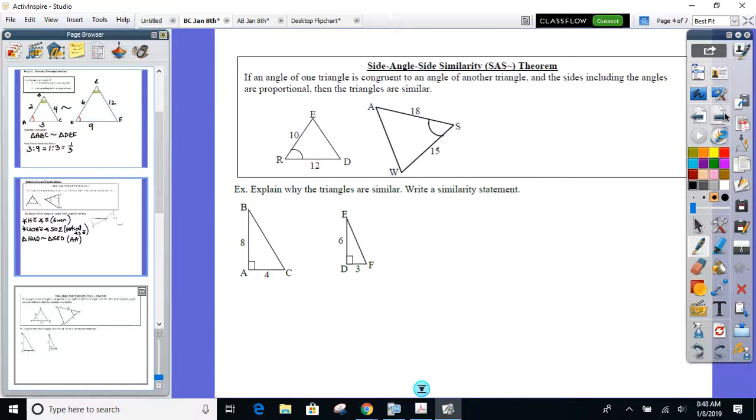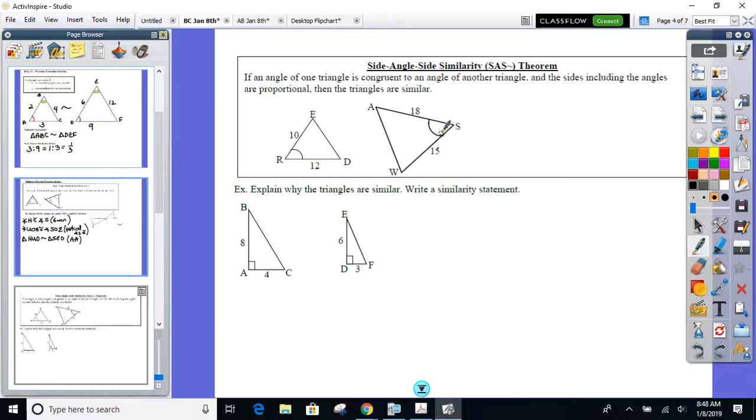Side, angle, side, but a little different because the sides are not congruent anymore. The sides must be in the same ratio. And where does the angle still have to be? In the middle. Yes, in the middle, everybody. So take a look at the example here.